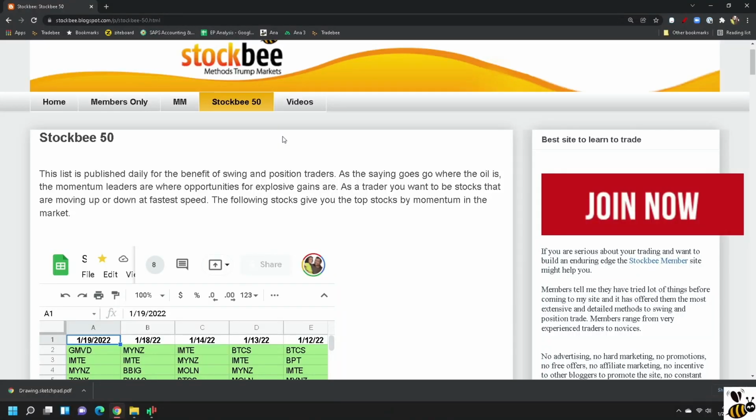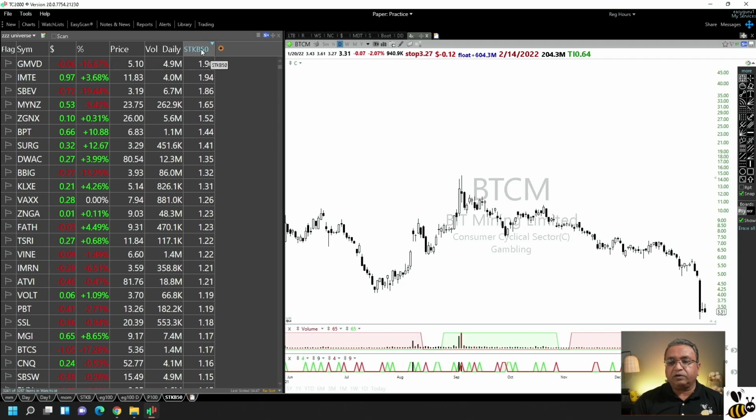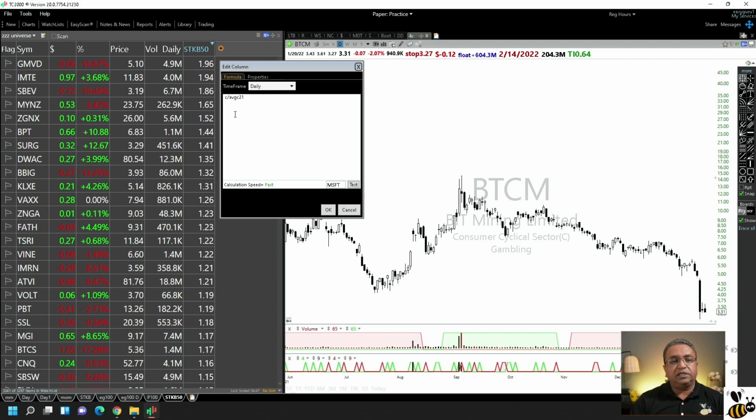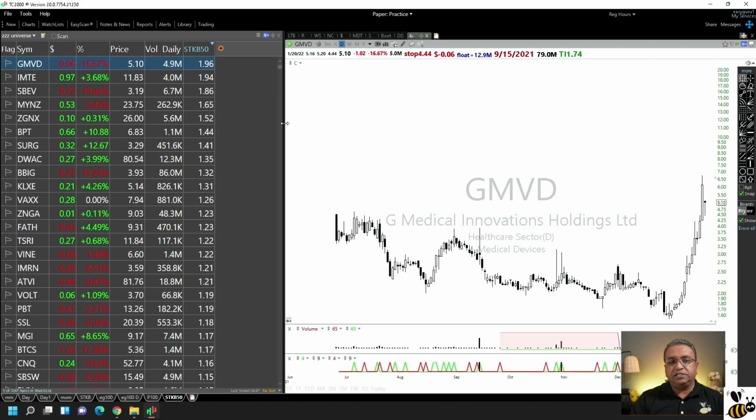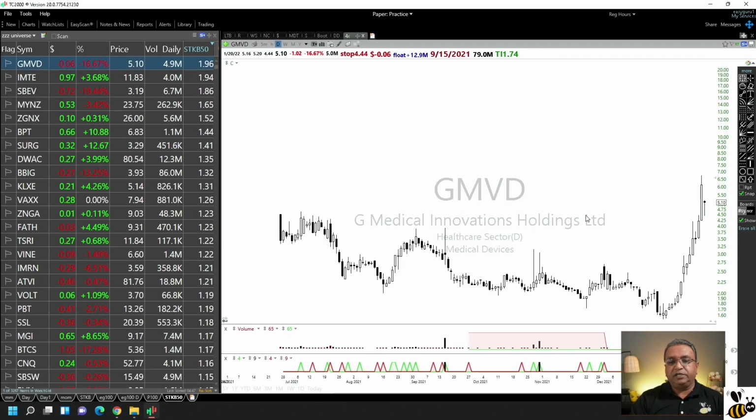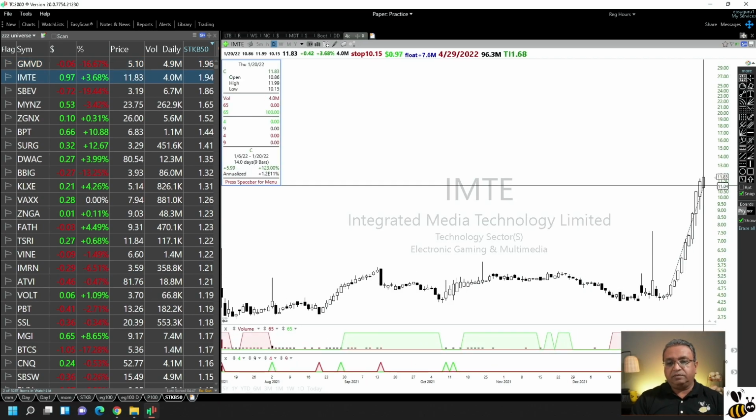In order to do this, you have to go to TC2000, and I created a column for sorting these stocks by momentum. This particular column is essentially C divided by average C21. So this is a 21 days momentum, and the stocks are ranked by this particular 21 days momentum. So if you look at it now, GMVD is the number one ranked stock, right? IMT is the number two ranked stock.